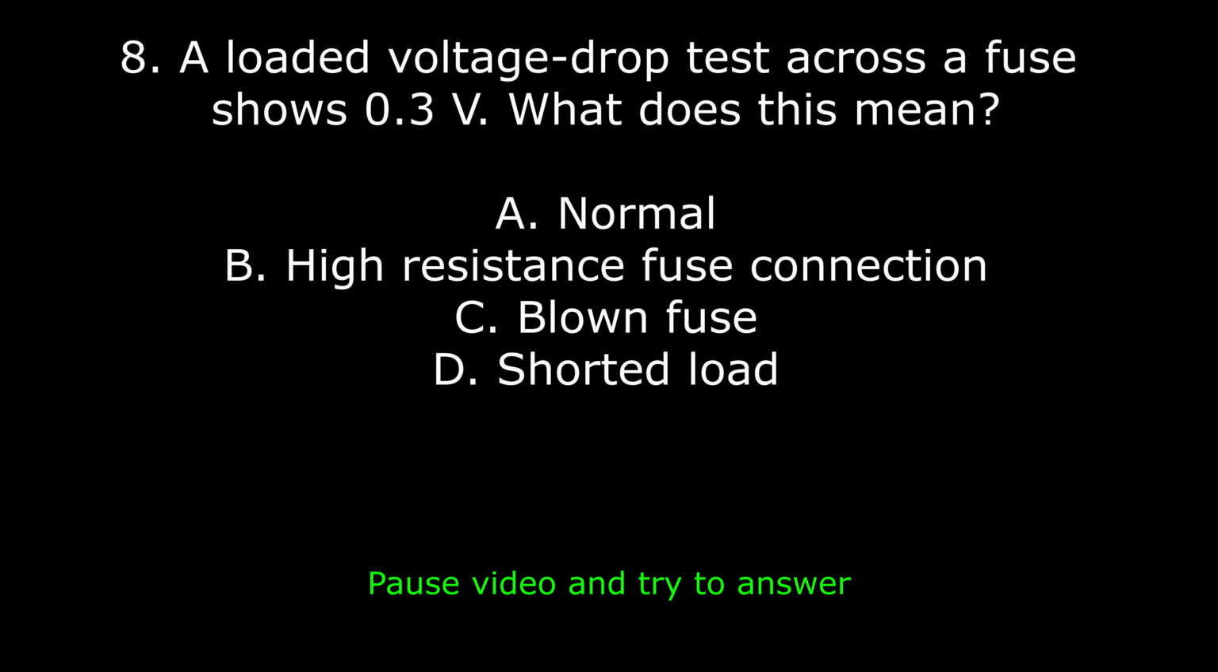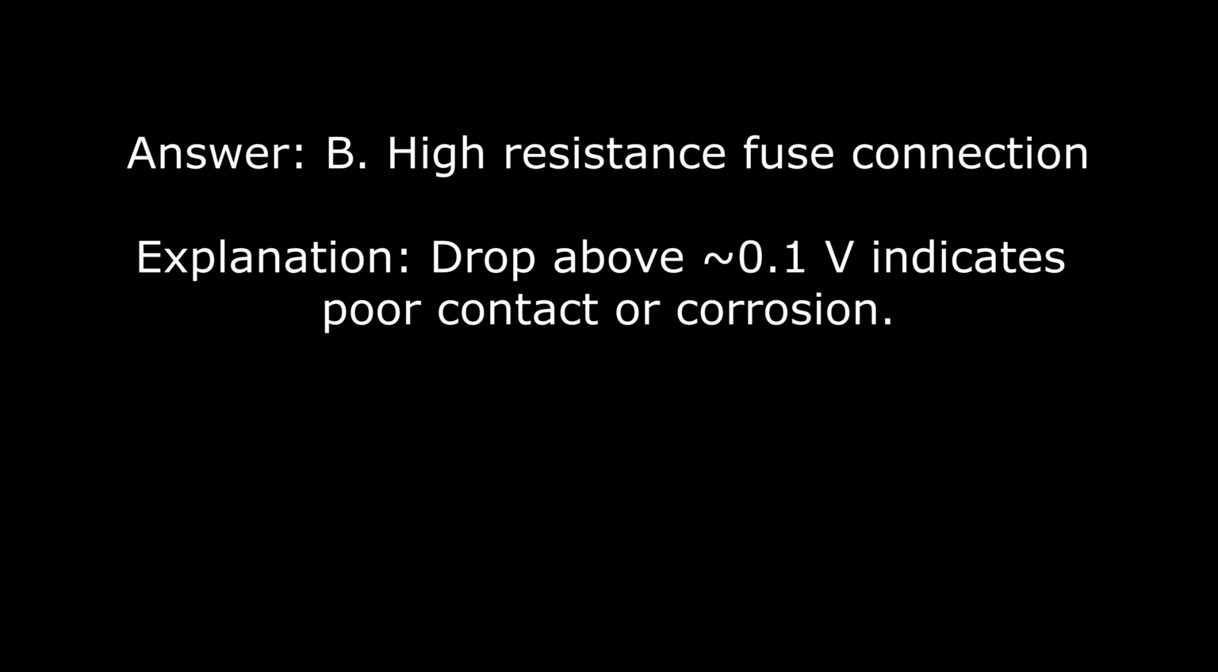8. A loaded voltage drop test across a fuse shows 0.3 V. What does this mean? A. Normal. B. High resistance fuse connection. C. Blown fuse. D. Shorted load. Answer: B. High resistance fuse connection. Explanation: drop above approximately 0.1 volt indicates poor contact or corrosion.